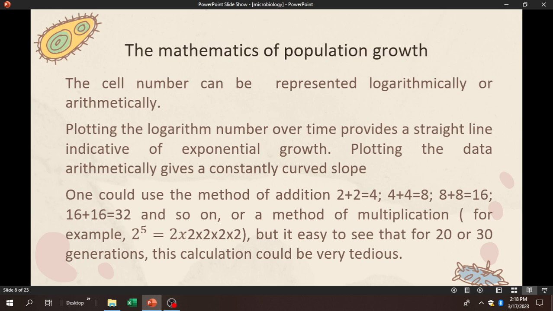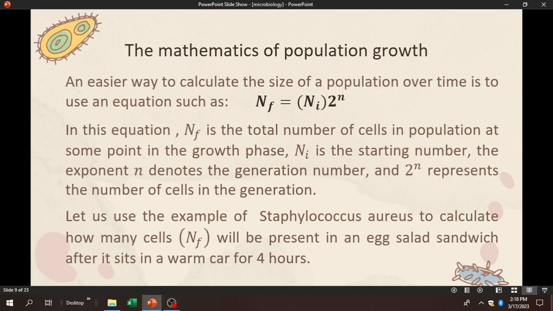An easier way to calculate the size of a population over time is to use an equation such as NF equals Ni times 2 raised to n. In this equation, NF is the total number of cells in the population at some point in the growth phase, Ni is the starting number, the exponent n denotes the generation number, and 2 raised to n represents the number of cells in the generation. If we know any two of the values, the other value can be calculated.